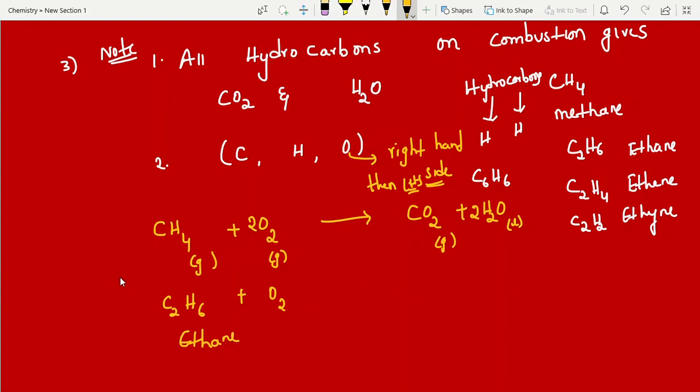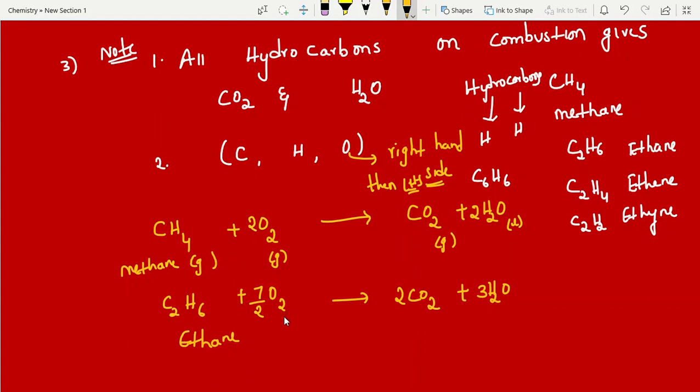So this is methane. Next, what will you get, students? CO2 and water, right? Here 2 carbons, and how many hydrogens? 6. 3 twos are 6, 2 twos are 4, 4 plus 3, 7. 7 by 2. Here you will get a fractional value also, no problem.